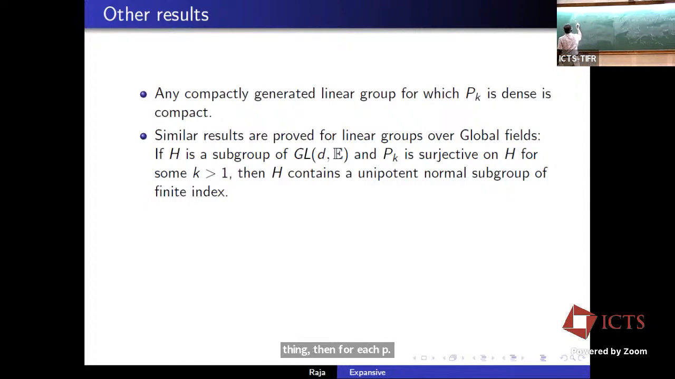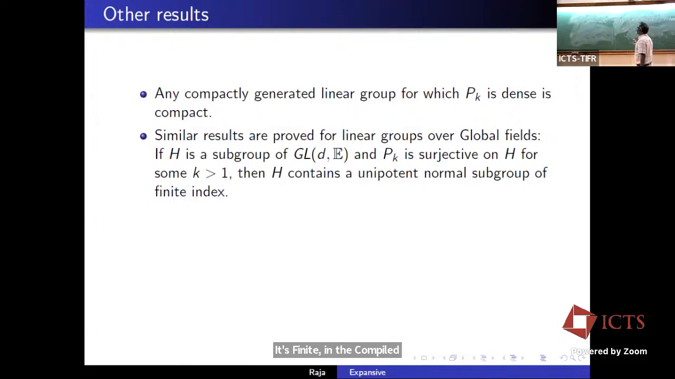So there will be a representation from GL_n(Q) to GL_n(Q_p). N dimension means N dimension. So you apply that previous result for each of these p's. For each of these p's, you can conclude that the compact subgroup becomes trivial. It's finite.